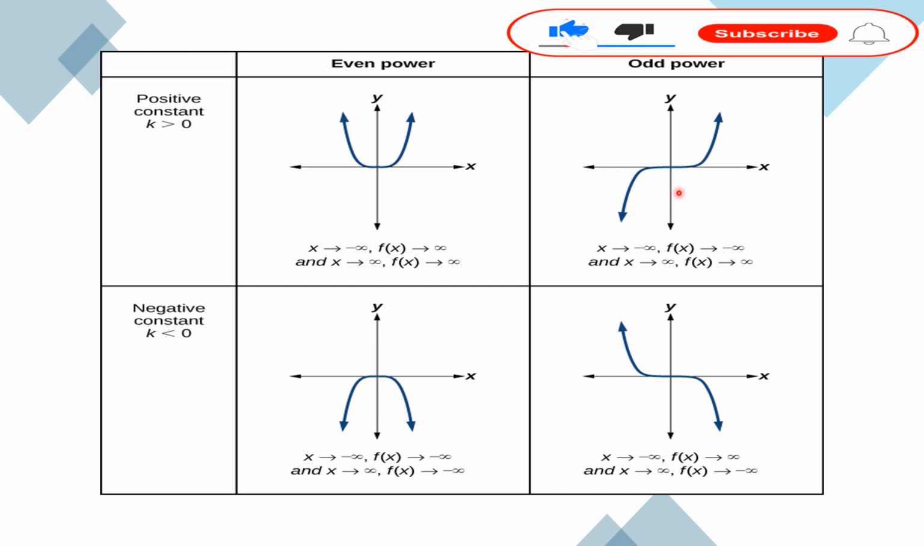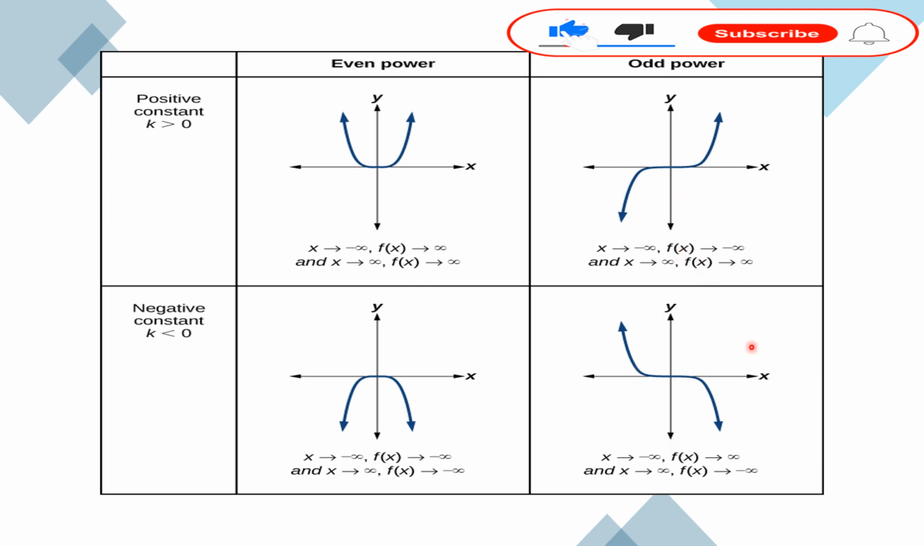You can observe this for odd powers. If k is greater than 0, we have this graph. If x goes to minus infinity, then on the y-axis f of x goes to minus infinity. If x goes to positive infinity, then this branch goes in the positive direction of the y-axis, f of x goes to positive.